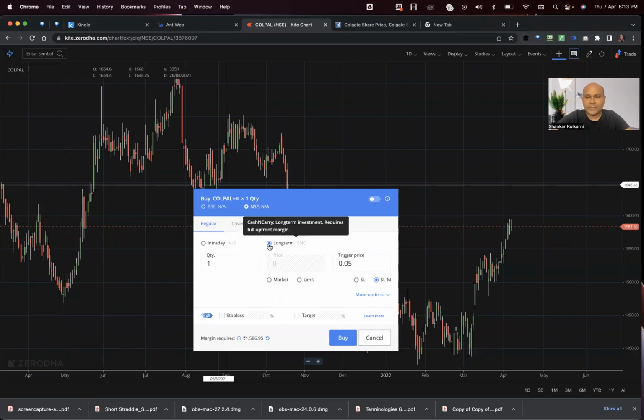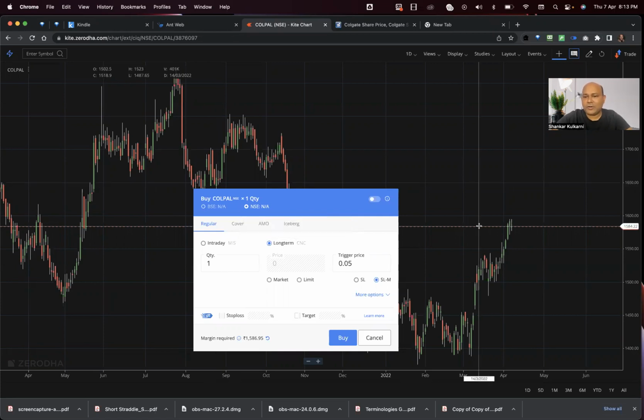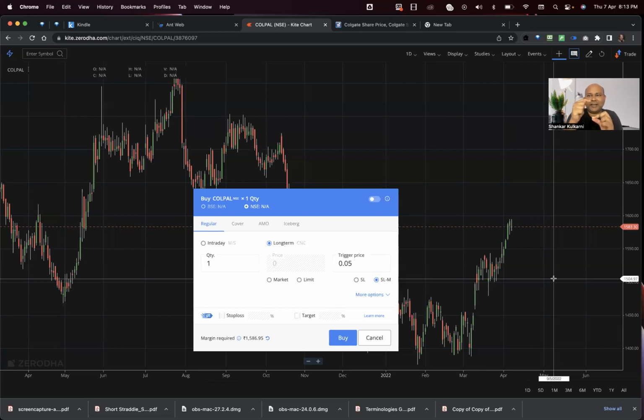Okay, long term. What's the current price right now? Current price is 1583 currently. So now if the current price is 1583, if I want to buy at 1600, which order type should I be using? Let me know in the comment box. The current price is 1583, but I want to buy it at 1600. Which order type can I use?